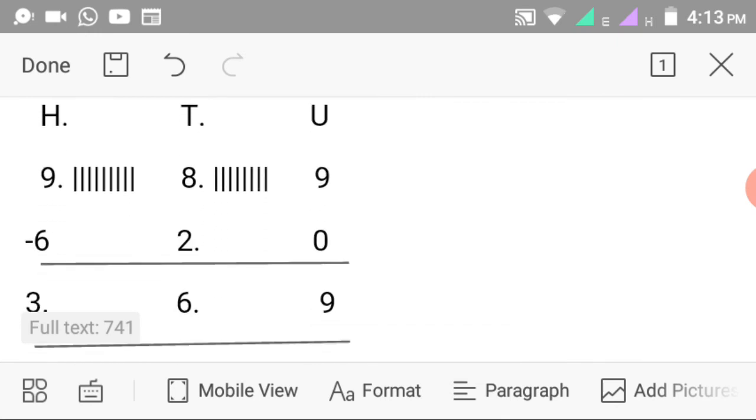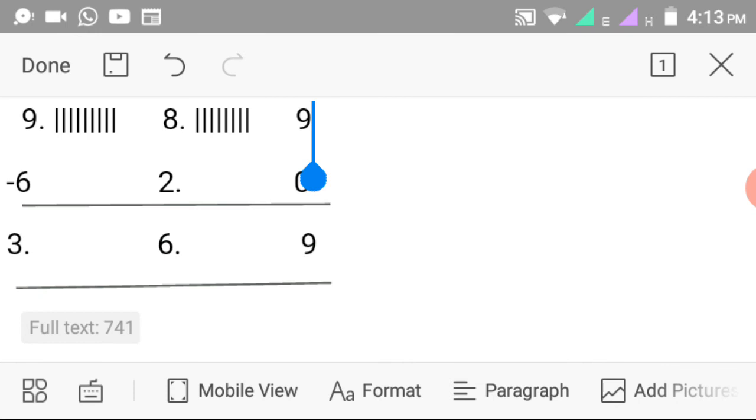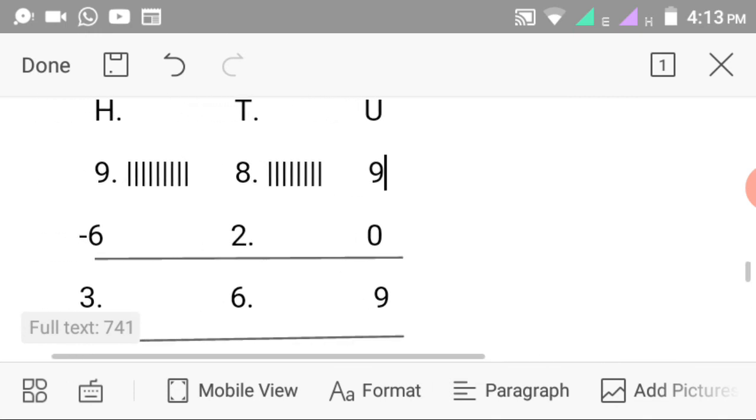Now, I have another one here. My H stands for 100. My T stands for tens. And my letter U stands for units. I'm going to write 989. Then I will come down and write 6 under 100, 2 under tens, and my 0 under 9. Now, I want to take away 9 take away 0. I've told you that any number, either plus or minus 0, will give you that number. As you can see, this is my answer. Any number plus 0 is equal to that number, because 0 is nothing.